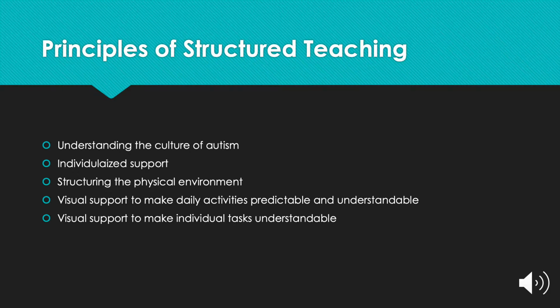The main principles of structured teaching include understanding the culture of autism, individualized supports, that means each child is treated differently with the program, structuring the physical environment both at home and at school, visual support to make daily activities predictable and understandable, and visual support to make individual tasks understandable for each and every child.